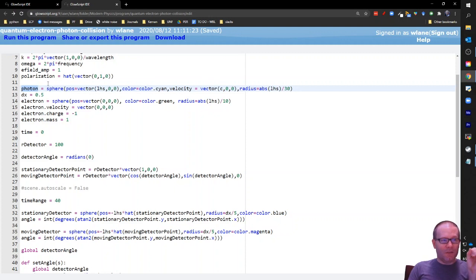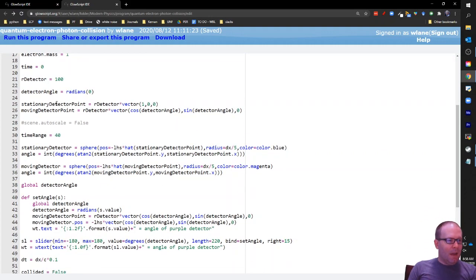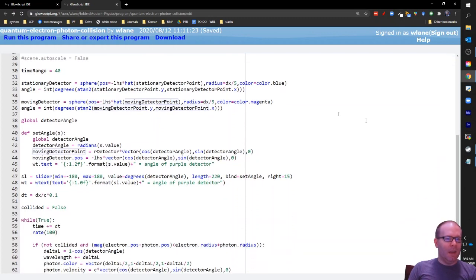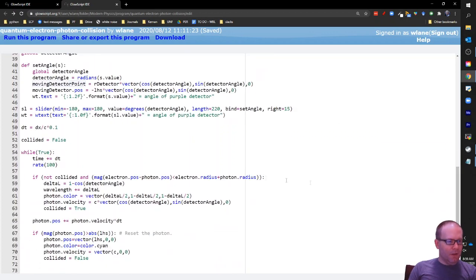A photon is going to be a sphere instead of a wave pattern, and we're going to model its collision with the electron. We're still going to set up our detectors here. So we're going to have our stationary detector and our moving detector. They're going to follow the same principles that we had before in terms of we're going to be able to move them around. Come down to the animation loop and things are a little bit different. This time, instead of calculating a force between the two, we're going to check for a collision. So initially we have not collided, so we're looking for when a collision is going to take place. The way you check for a collision is you just check for whether the two shapes have overlapped.